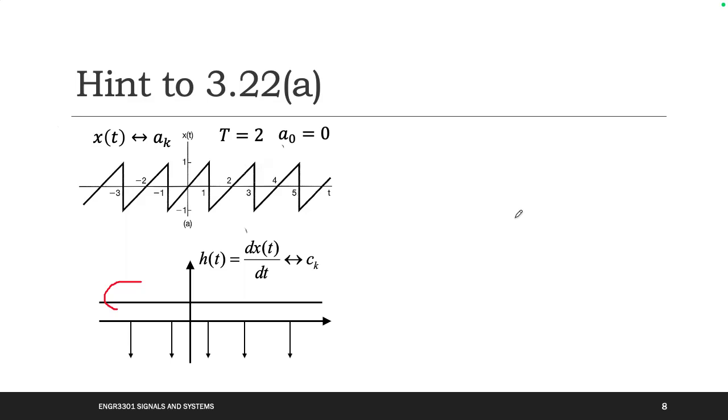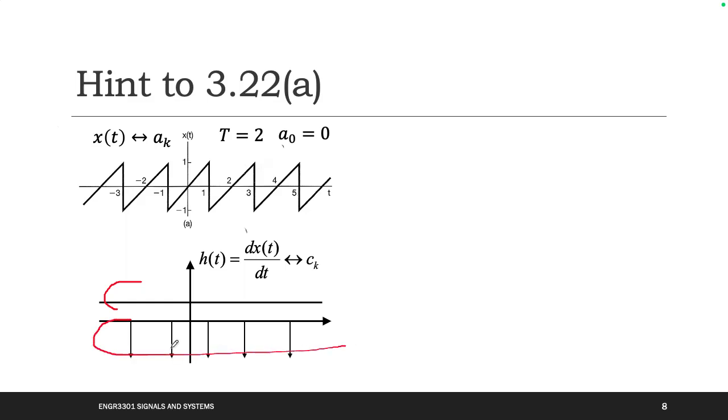Here is just the impulse, but the other part is just a constant. Your slopes are all the same, am I right? And for this one, we can ignore the constant because it only affects the FS coefficient c naught, or a naught, and we just need to focus on this part.